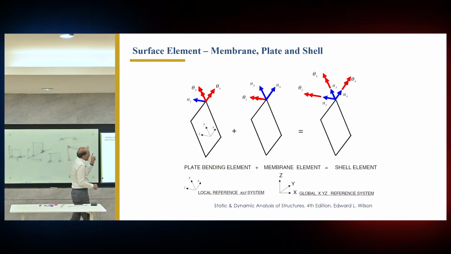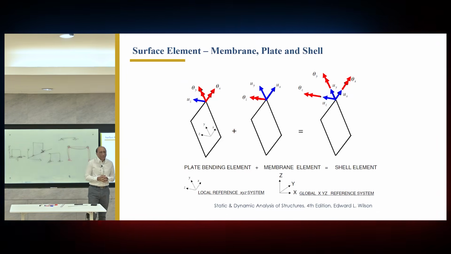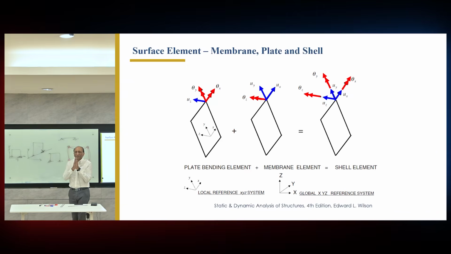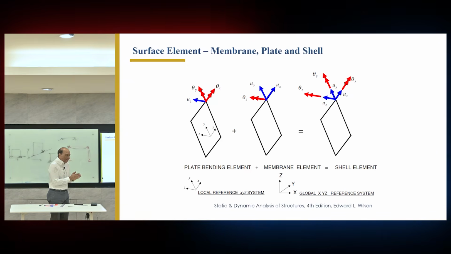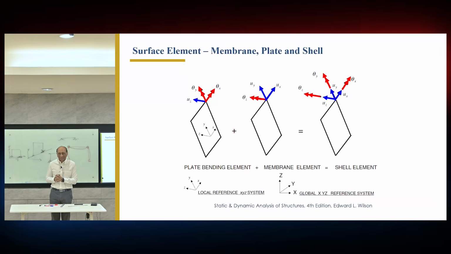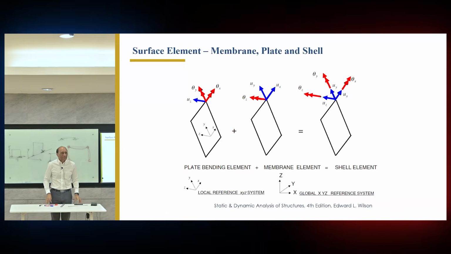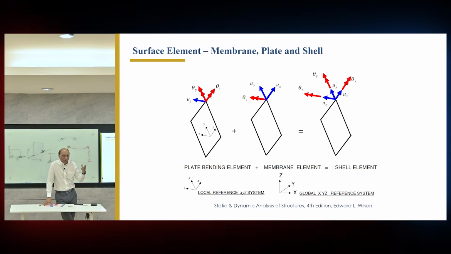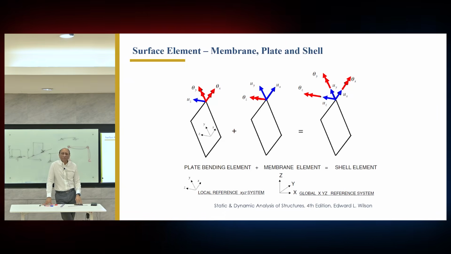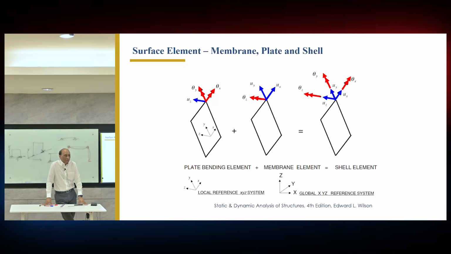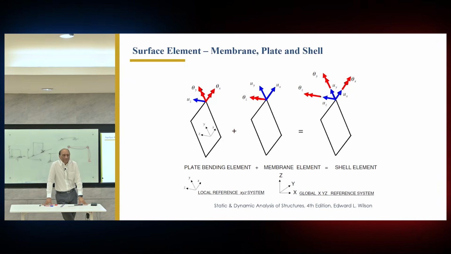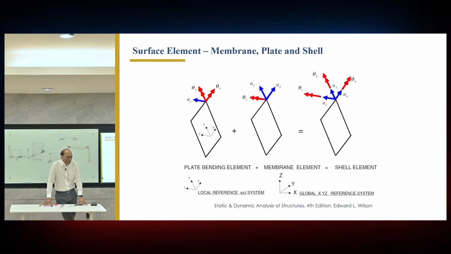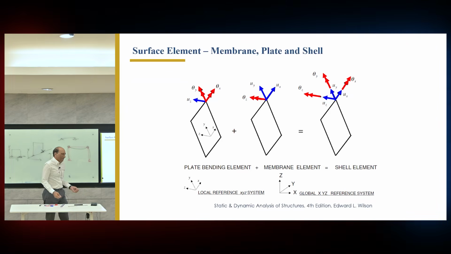ETABS still has the option to choose between these 3 elements: membrane, plate, and shell. And a lot of engineers choose the wrong one, or not the correct one. When I used to do seminars earlier, this was one of the most common questions I would get from engineers: which element should I use for what purpose? So I want to make that clear.